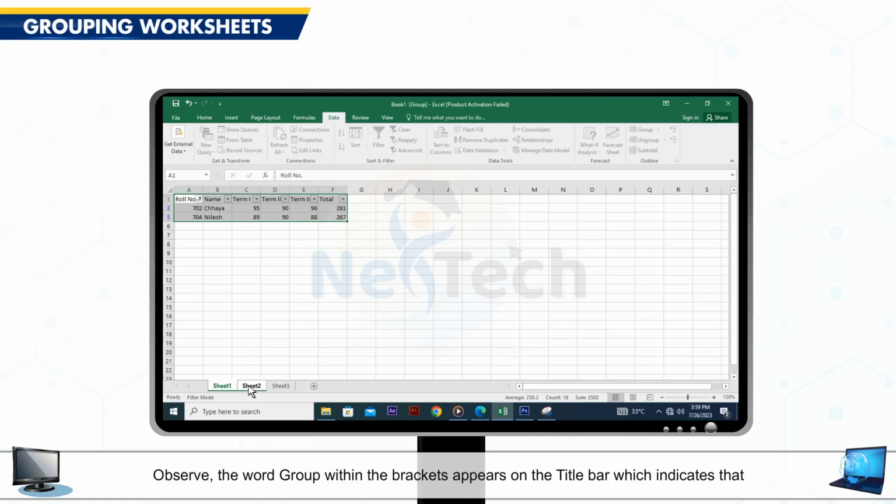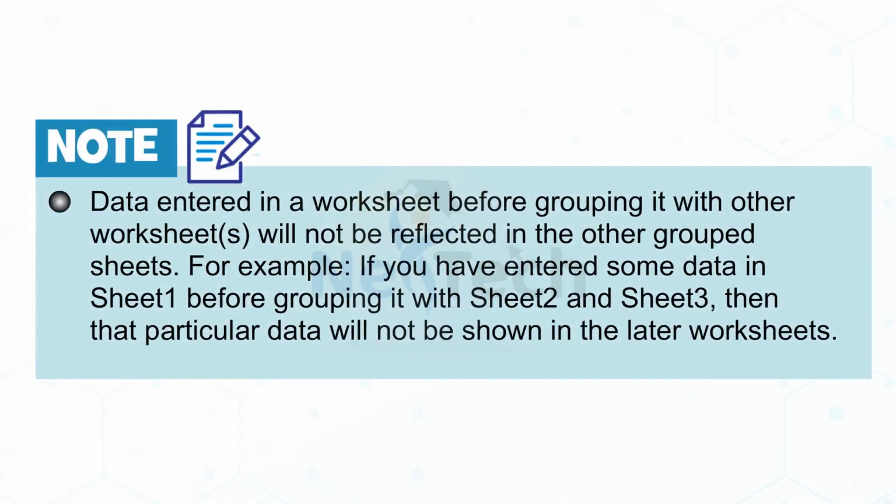Observe, the word Group within the brackets appears on the title bar, which indicates that sheets are grouped in the workbook. Enter the common data in Sheet 1 and also apply formatting. The entered data and formatting will also be visible in the grouped worksheet, that is Sheet 2, but will not appear in Sheet 3. Note: data entered in a worksheet before grouping it with other worksheets will not be reflected in the other grouped sheets. For example, if you have entered some data in Sheet 1 before grouping it with Sheet 2 and Sheet 3, then that particular data will not be shown in the latter worksheets.